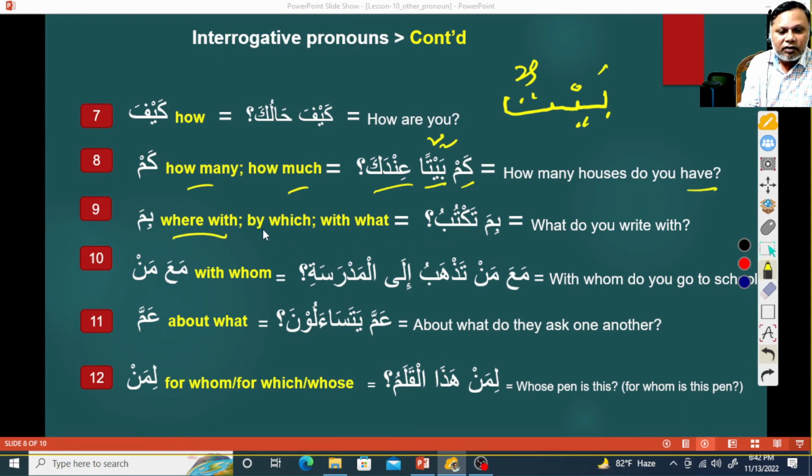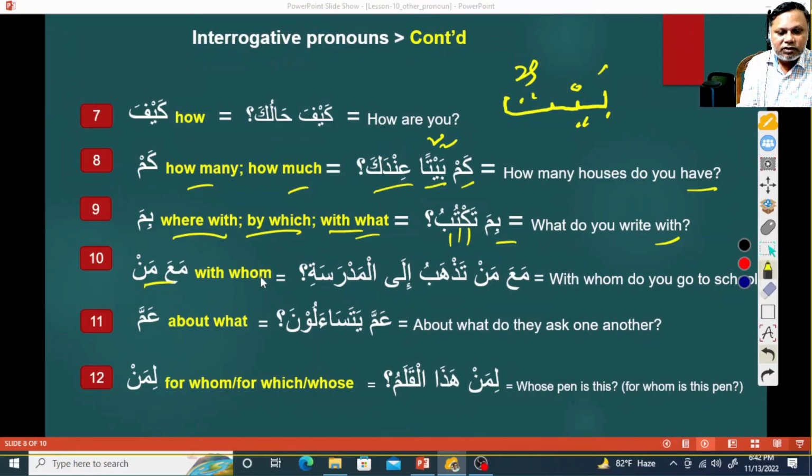Bima means with where, or by which, or with what. Any one of these three. Bima. Like bima taktubu. Taktubu, again, this is the verb. It comes from ka, ta, and ba. From kataba, it becomes taktubu. Taktubu means you write. If we put bima, it will be what do you write with. Bima means by which or with what. What do you write with?